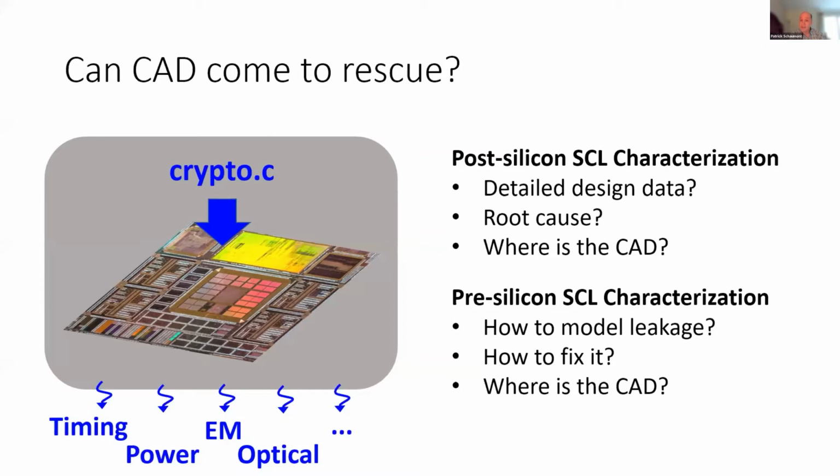Again, you have the same question there. Where is the CAD? We have plenty of tools available that help us to provide design closure, that help us optimize timing or power. We don't have design tools available that help us fix side channel leakage automatically, apart from, again, academic efforts. And so this panel will address this problem. Can CAD come to the rescue?